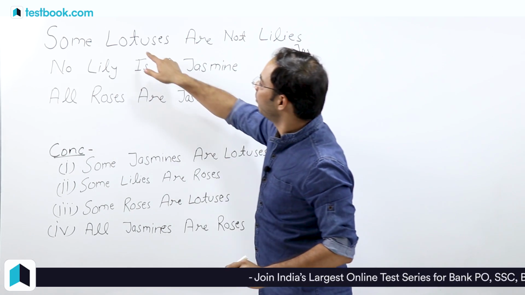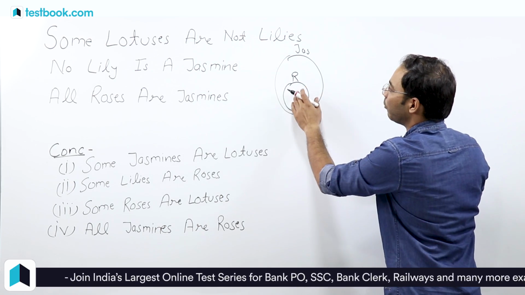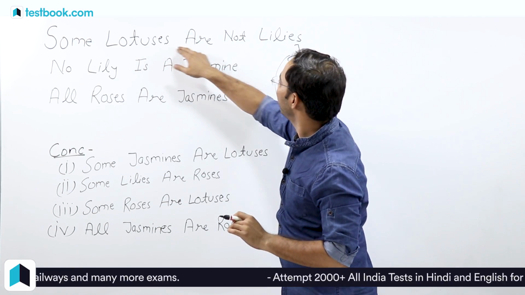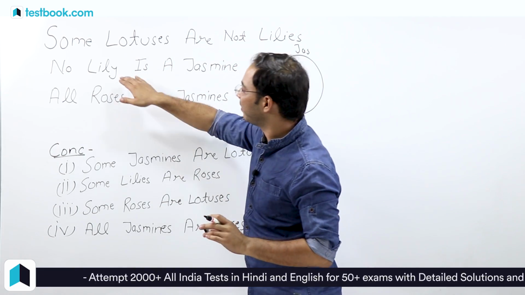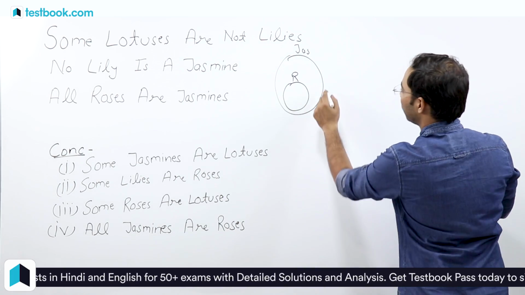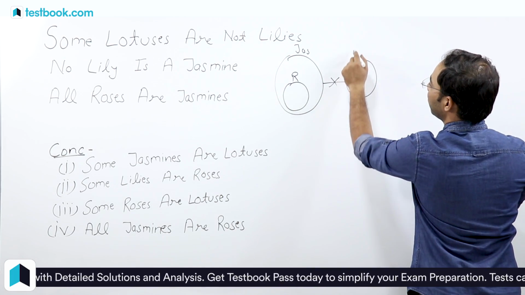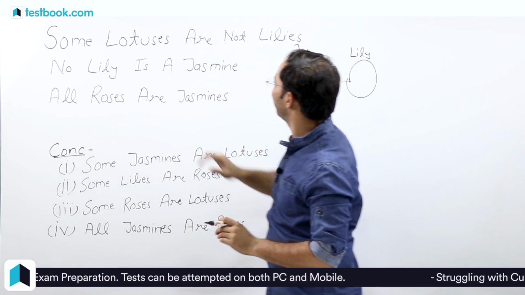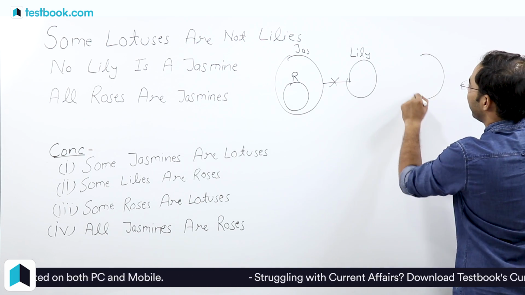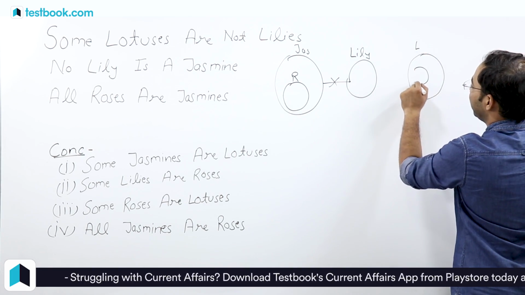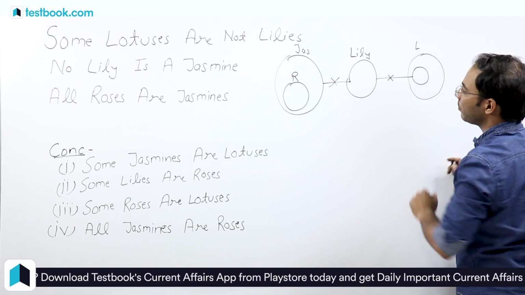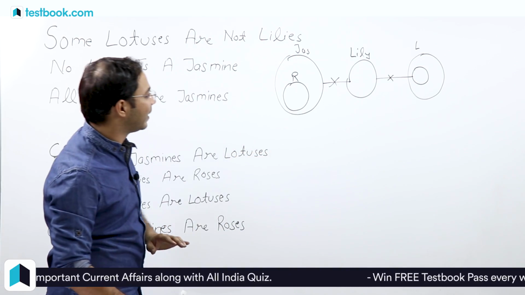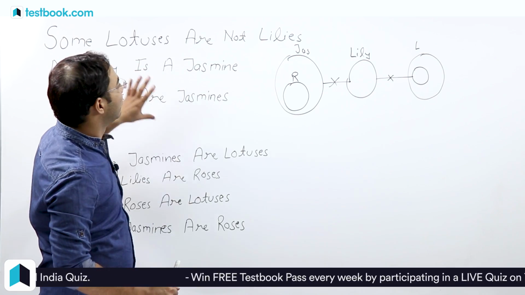Second one is some lotuses are not lilies. Now we have only rose and jasmine, so we cannot make a relation between rose, jasmine and here lotus and lilies. So we will move to the second statement, which is no lily is a jasmine. So we can make it like this, that no lily is a jasmine. Now first statement is some lotuses are not lilies. So if this is your lotus, this part of lotus will not be lily. So by our statements, this can be our least possible Venn diagram which we can make from these statements.